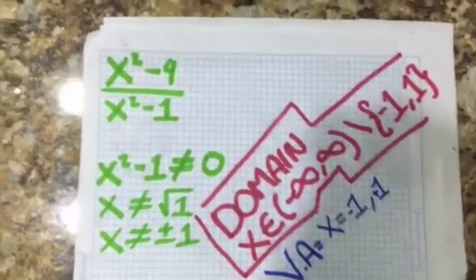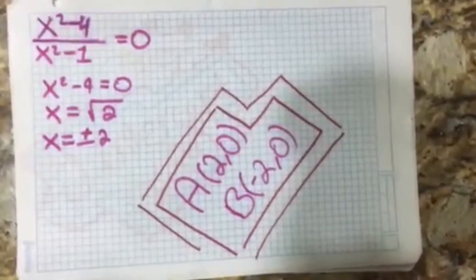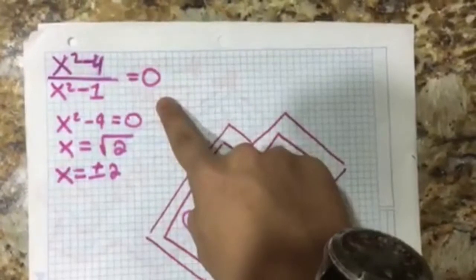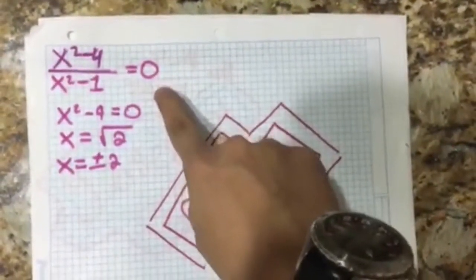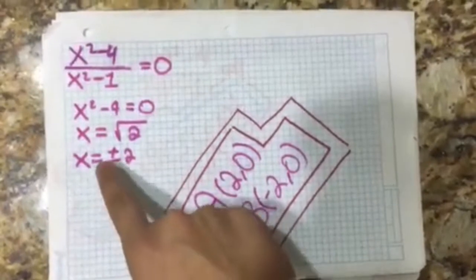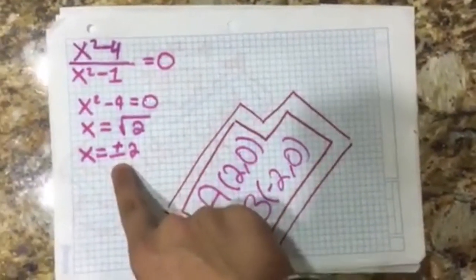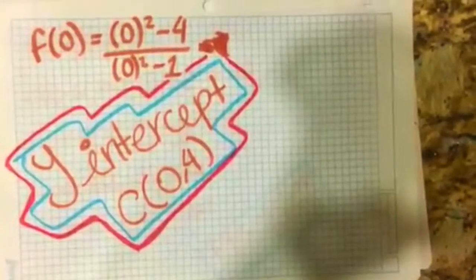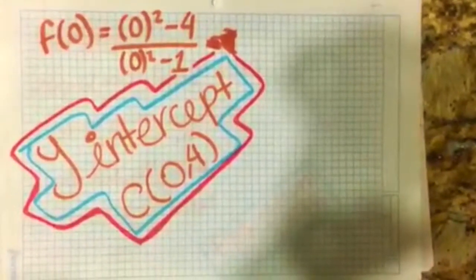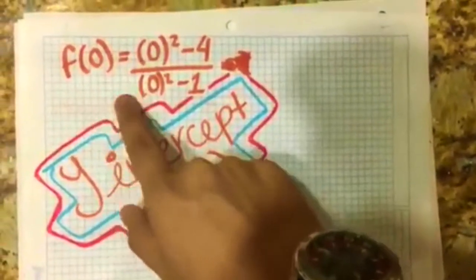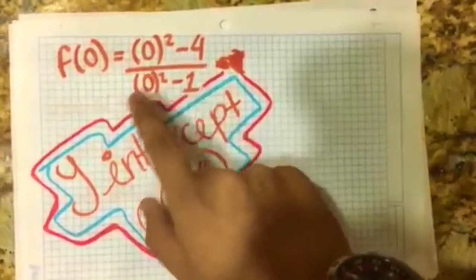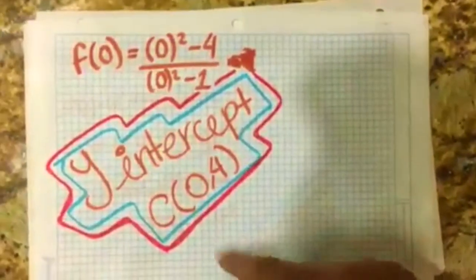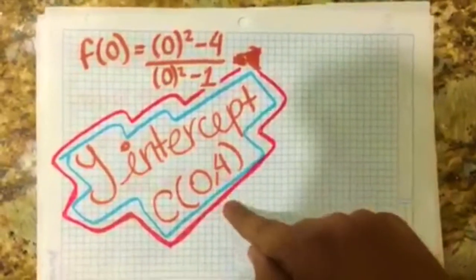The x-intercepts, well, we only have to make the function equal to 0 and then algebraically get the value of x, which gives us x equal to plus or minus 2. So in here we have our x-intercepts. To get the y-intercept, we only have to set the function to f of 0, which is equal to 0 squared minus 4 over 0 squared minus 1, and we get our result, which is 4. Therefore, our y-intercept is 0, 4.